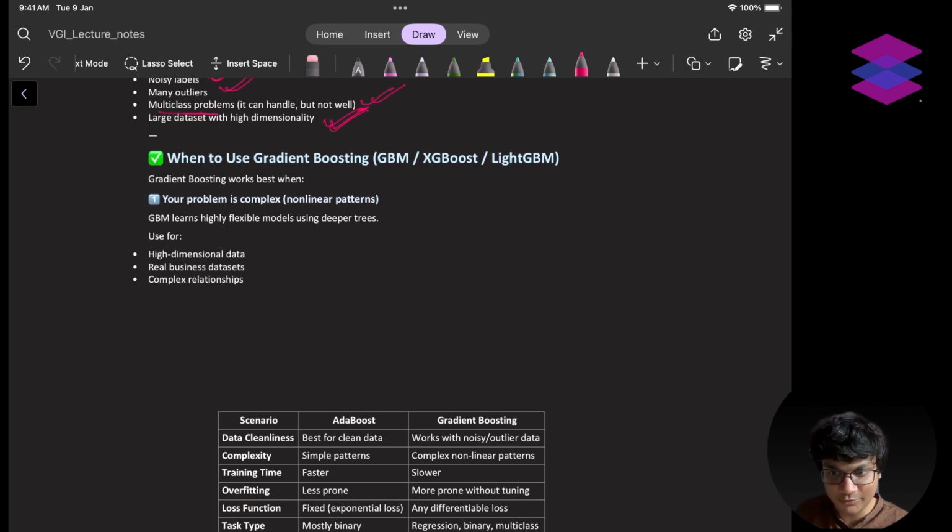Then let's understand this part. What is gradient boosting? Gradient boosting is, again, boosting. How many types does it have? It has adaptive boosting, it has gradient boosting, or the light gradient boosting method, right?